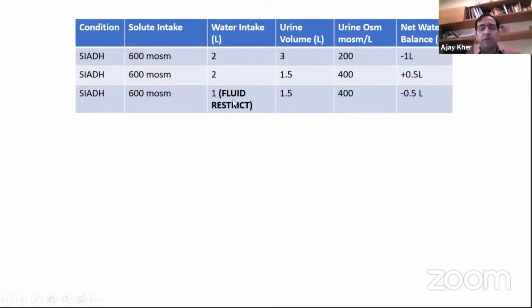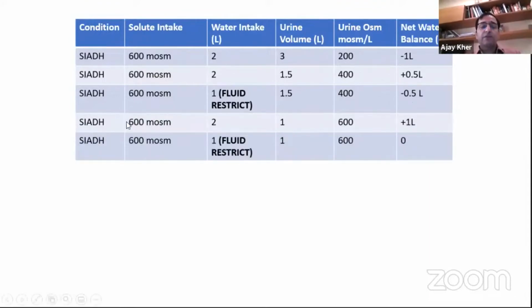But if you put this person on a 1 liter fluid restriction, and they keep eating their 600 osms, now at a urine osmolarity of 400, the 600 milliosms that they eat, at 400 osms per liter, will get excreted in 1.5 liters. And so they'll be in a negative balance of 0.5 liter, and the hyponatremia is getting better every day by 0.5 liter a day.